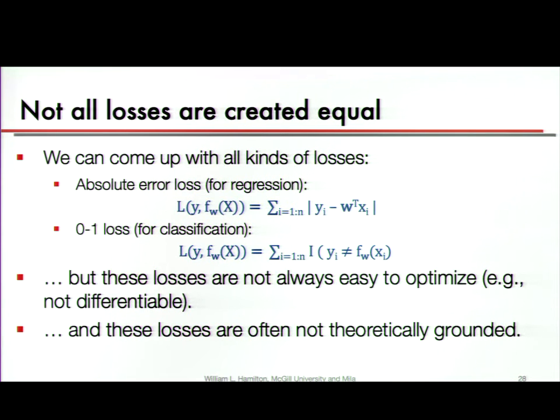It's because they're theoretically grounded, and with that theoretical grounding comes guarantees for optimization and a lot of other nice properties. So you can just go crazy and come up with weird loss functions and find ways to take their derivatives and optimize them, but there's a reason why we use the loss functions we do, and that's ease of optimization and theoretical grounding.